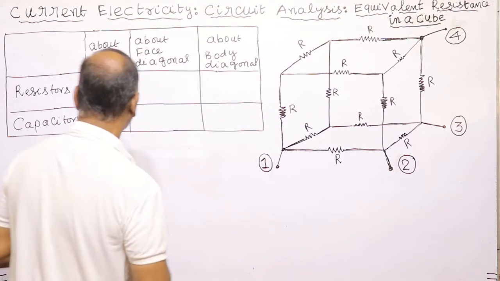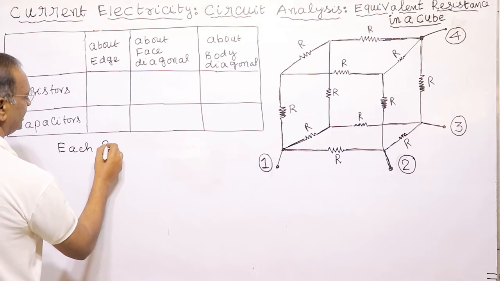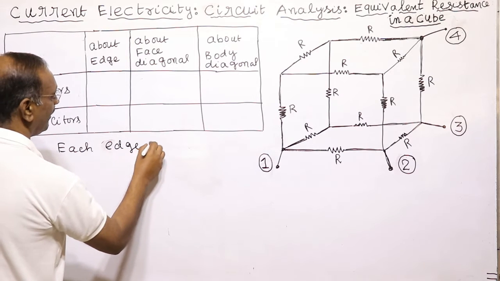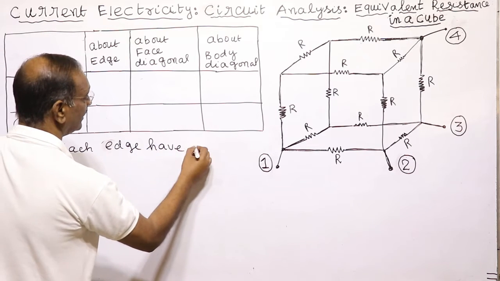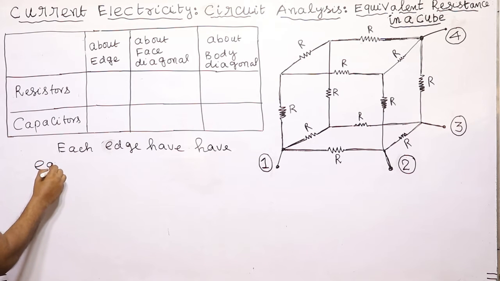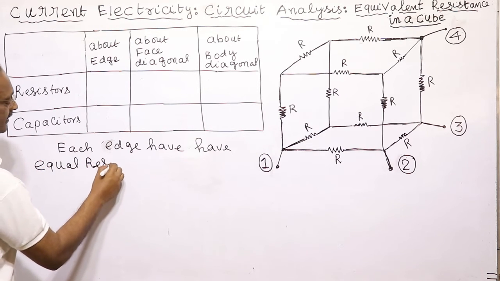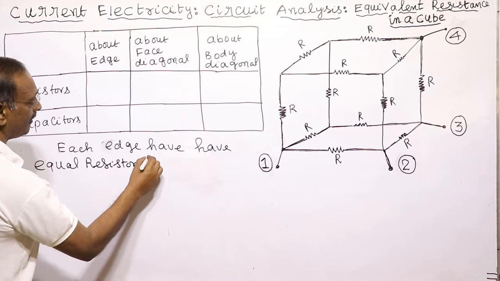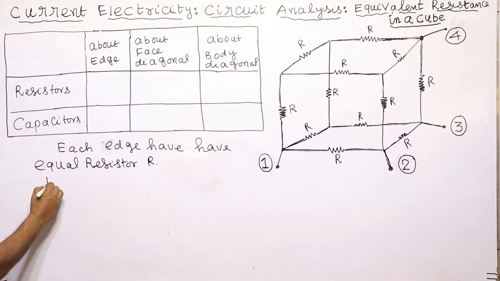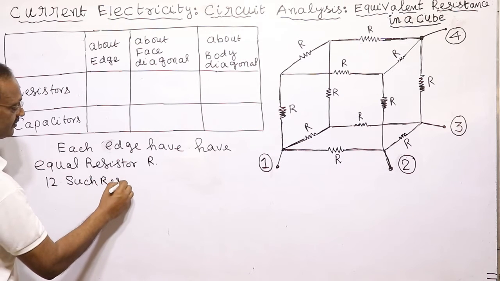There are 12 edges, each side, that is edge, having equal resistance, that is an identical resistor R, capital R. There are 12 such resistors.